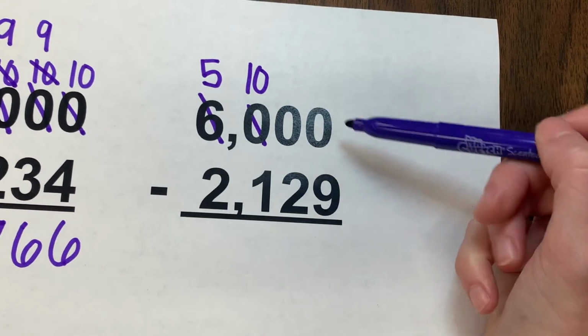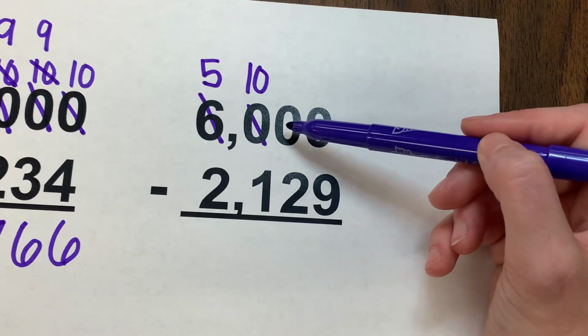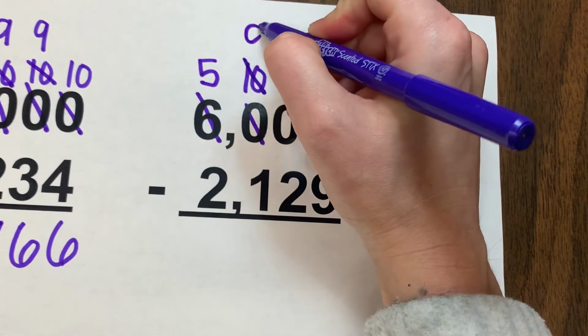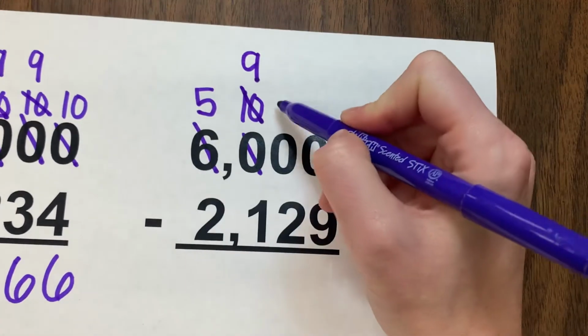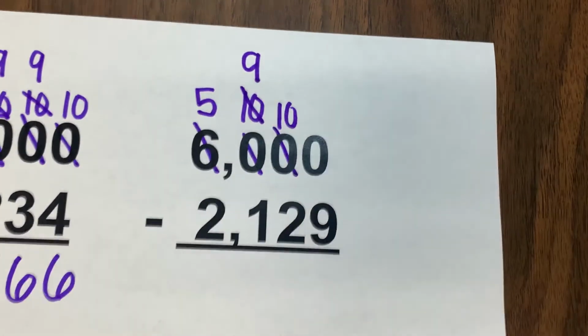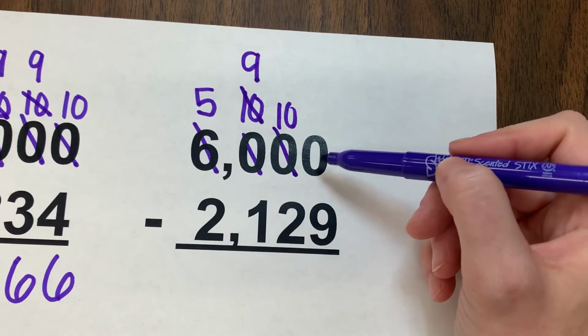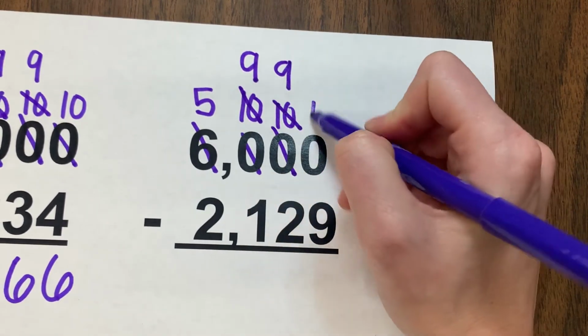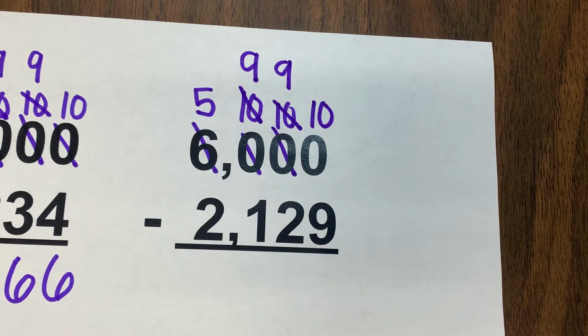Okay, but we need to start at that 1, so we need to keep borrowing. Now the tens place can borrow from the hundreds place. It's going to make that 10 a 9. And this 0 is going to be a 10. And finally, now the ones place can borrow from the tens place. It's going to make it a 9, and this will be a 10. Now we can subtract.